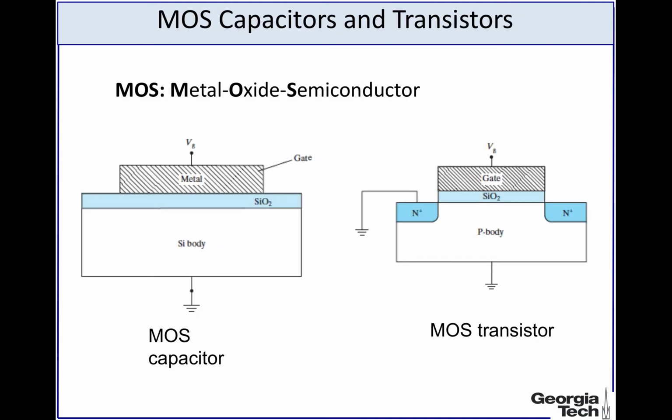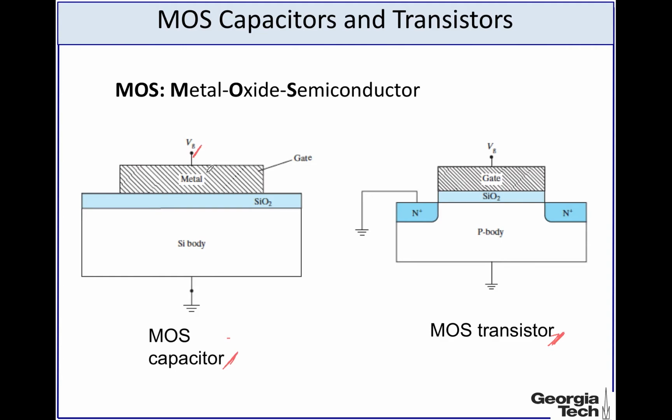All right, so this is the structure of a MOSFET or a MOS capacitor. On the left, there is a MOS capacitor, and on the right, there is a MOSFET or MOS transistor. So let's first look at a MOS capacitor. It has only two terminals, and we need to understand a MOS capacitor first to understand how a MOSFET works.